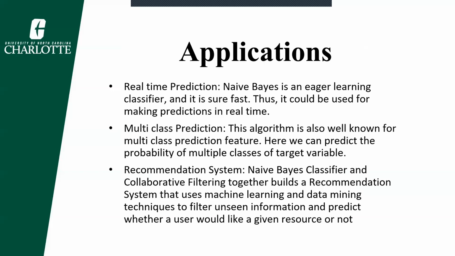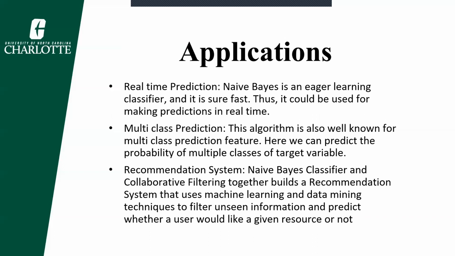Now we will move forward to the applications. First is real-time prediction. Naive Bayes is an eager learning classifier, and it is very fast, thus it can be used to make predictions in real time. Second one is multi-class prediction. With this feature, we can predict the probability of multiple classes of a target variable.